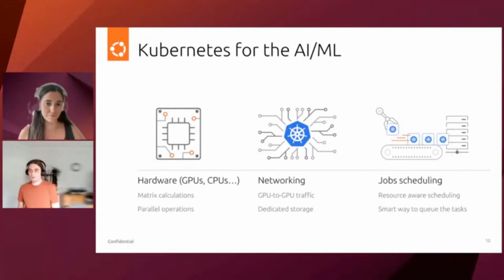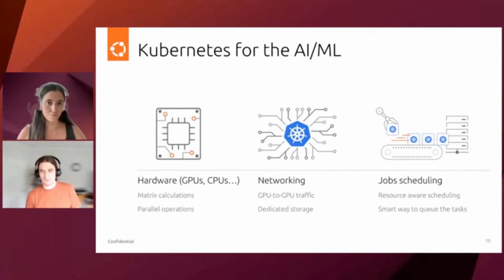Then you need to make sure that the networking is also working, because what makes the use case special here is that I think many times people don't realize that the GPU to GPU traffic can be really high. This can be a really high volume of traffic, and it needs to be taken care of properly so that you don't starve your GPUs because they don't have the data that they need, right?